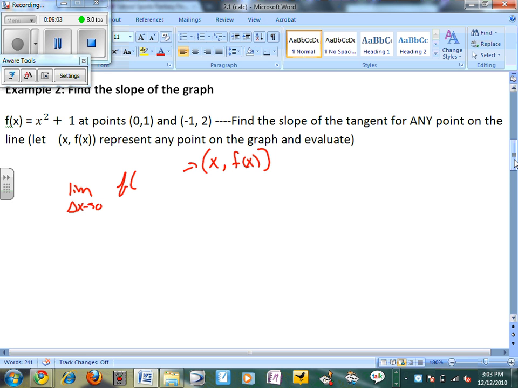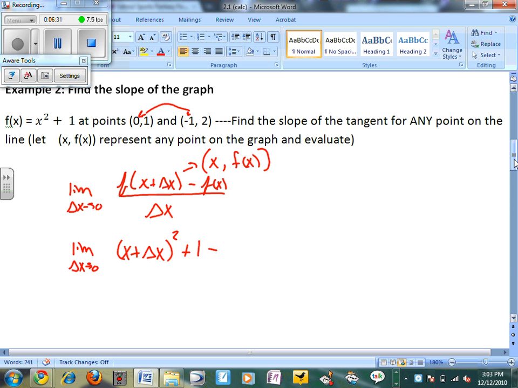f of x plus change of x minus f of x, because we're using x instead of c in this case. We want to figure out a general equation so we can find just one equation and plug the x values in for both these points and find our slope. All right, so I'm going to go ahead and plug in x plus change of x into our equation. So the limit as change of x approaches 0, plug in x plus change of x, so I'm going to have (x plus change of x) squared plus 1 minus (x squared plus 1), because that would be my f of x, all over change of x.